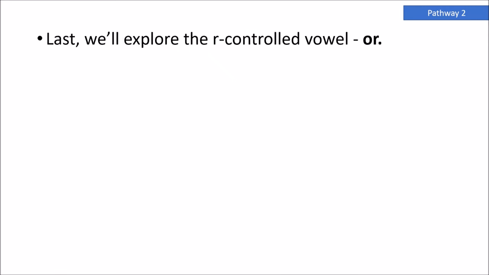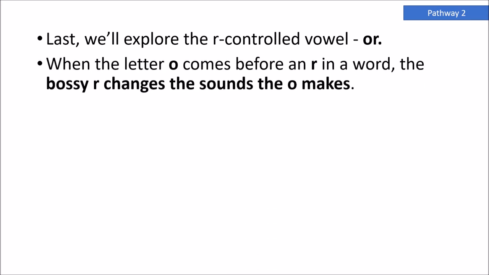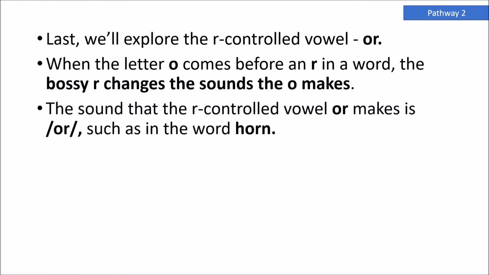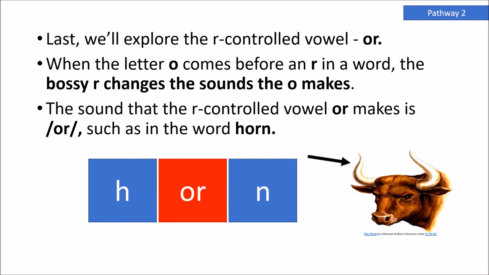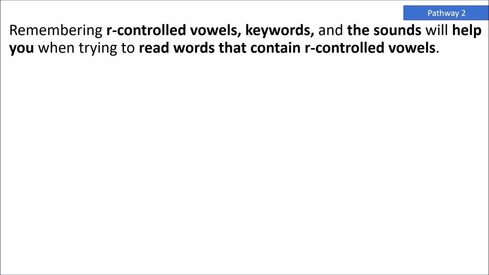Last, we'll explore the R-controlled vowel OR. When the letter O comes before an R in a word, the bossy R changes the sound the O makes. The sound that the R-controlled vowel OR makes is /or/, such as in the word horn. Remembering R-controlled vowels, keywords, and the sounds will help you when trying to read words that contain R-controlled vowels.